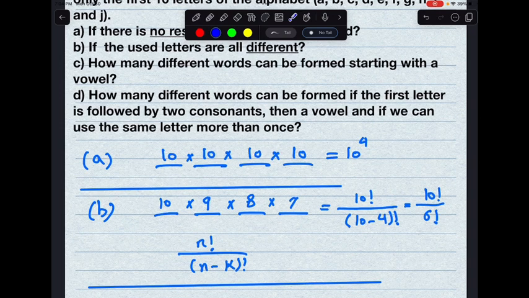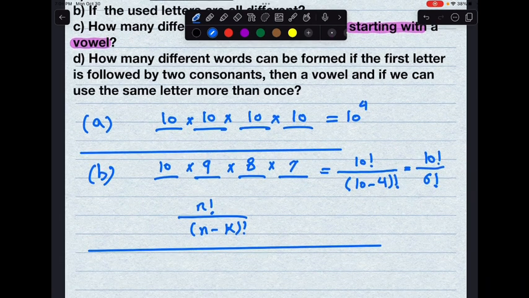But the restriction in the problem is the starting letter. It says the word must start with a vowel. Now let's see how we can solve this one. For part C, we still have 4 places. We have the order, starting with the first letter.